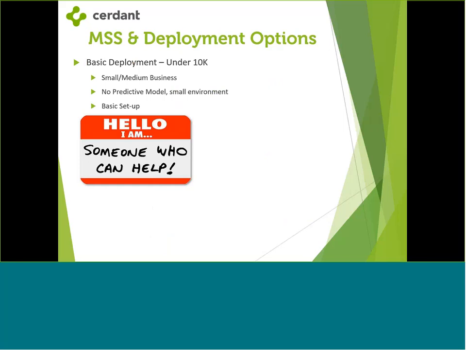And this is one where we don't have a predictive model. It's for small environments, basic setup, right? We understand that some small office environment where you have 15 users, 30 users, 40 users, and you would only need two access points. In that scenario, you probably don't need to run a predictive model, right? So we have a non-predictive model option where we can help you deploy that.